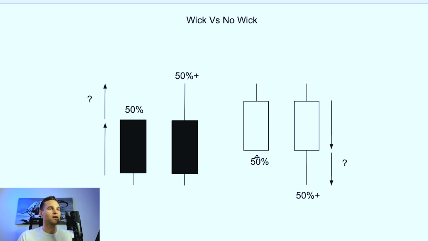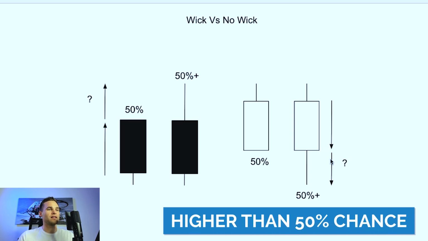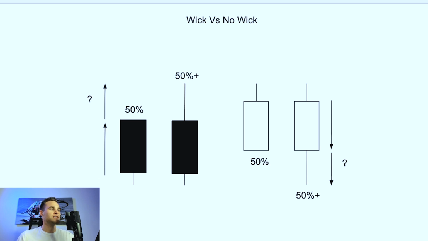Same thing right here. There's no wick. The low of the candle as well as the close of the candle are basically the same. And in this scenario, we have this wick right here. Again, same thing. We expect a higher than 50% chance that price is likely to move on downwards and fill this wick. Now, why does that actually happen?